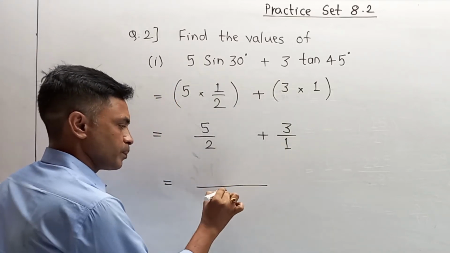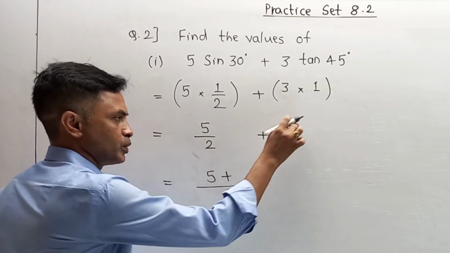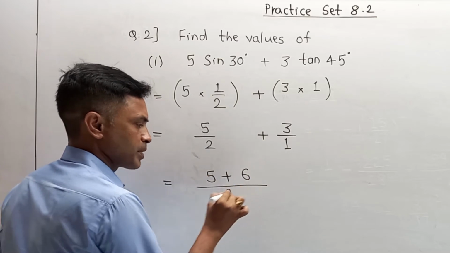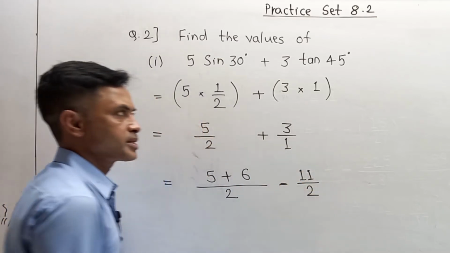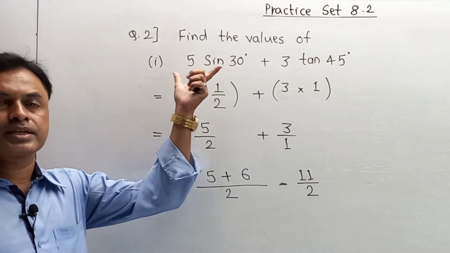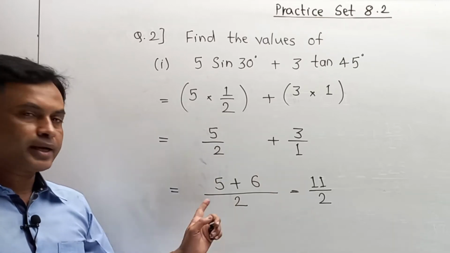2 into 1, 2, the base becomes 2. 1 into 5, 5, plus 2 into 3, 6, and 5 plus 6 means 11 upon 2. So 11 upon 2 is our answer. In this way, simply take the values from the table, put them in, do the calculation and complete it.